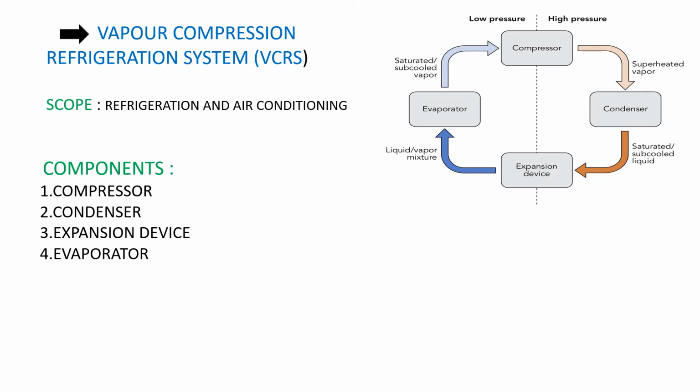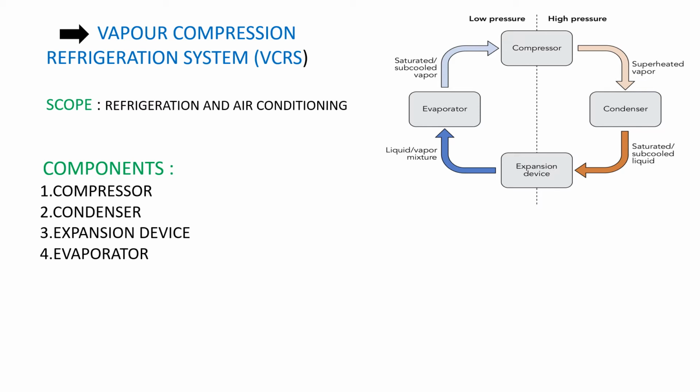In the condenser, the pressure remains constant and the superheated vapor turns into saturated liquid. So at the end of the condenser, we will get saturated liquid, as heat exchange takes place in the condenser. Then the refrigerant flows through the expansion device, which may be a capillary or an electronic expansion device. It depends on the system.